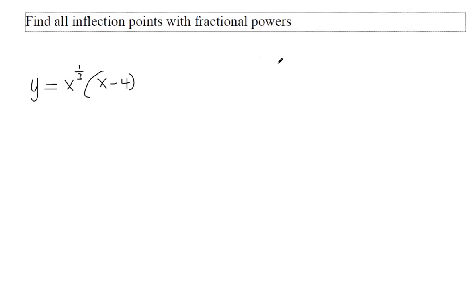Inflection points are where we switch concavity. Remember, this is concave down when the second derivative is negative, and when the second derivative is positive, then we're concave up. So when it switches from concave down to concave up, then we've got an inflection point. So it's like critical points.